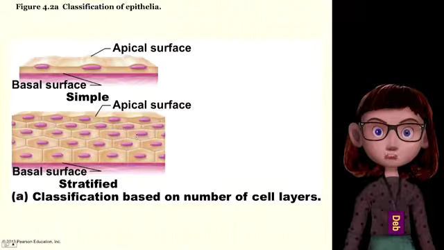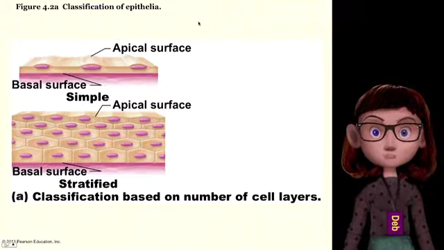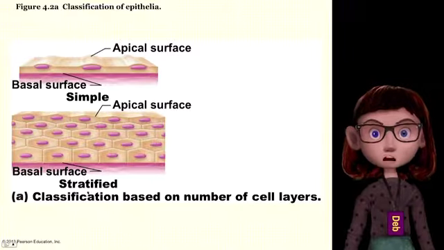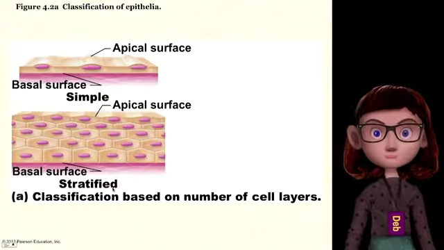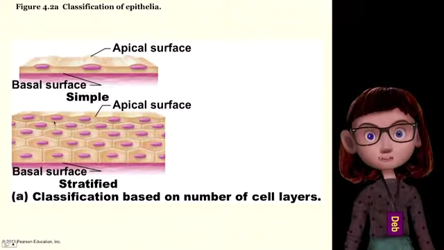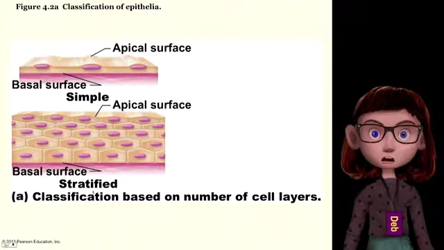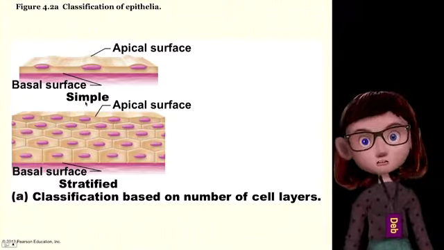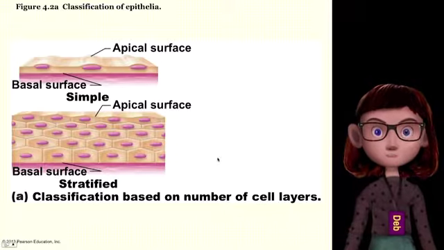So this is illustrating the classification of epithelia, referring to the number of layers, either simple, with 1 layer of cells, or stratified. Stratified means layers. So you can see in this one there are many layers. So those are the terms that we use to indicate whether it's a simple epithelium or a stratified epithelium.